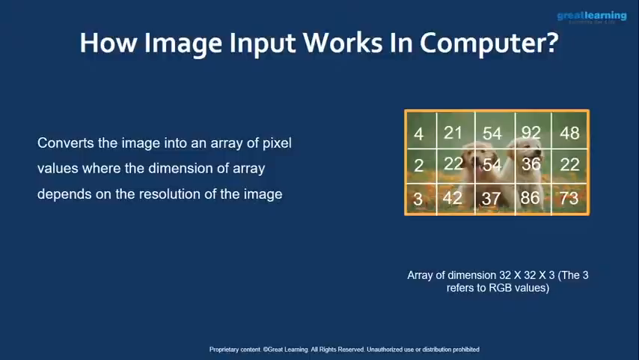So in that case, the computer can see only the pixels, and those pixels help us to do this image processing, right? So here you can see it's a color image. For that, the dimension of this color image is 3.